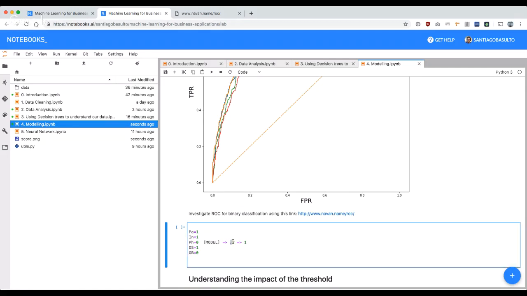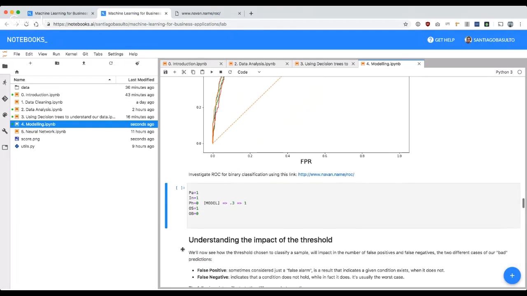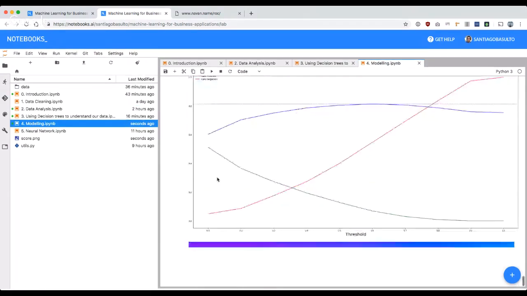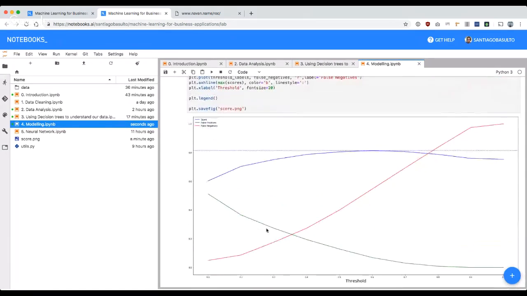I want to change this threshold. So if the customer is above 0.3, I am lowering the threshold. I'm being even more cautious. If the customer is at 0.3, then I'm going to classify them as leaving, as churn. So I can, again, react on these false positives. I prefer that instead of false negatives. So these are the three different curves you have when changing your threshold.